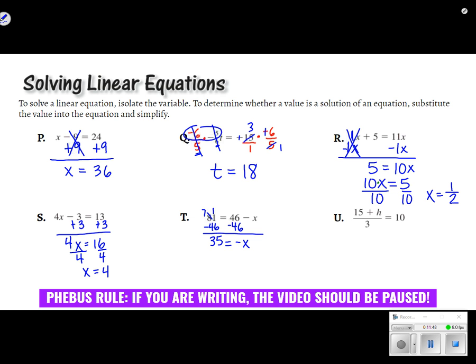All right, so I subtracted and I got negative x equals 35. This is a negative 1x, so I'm going to divide by negative 1. You could also just say, well, I'm going to change the sign. That also works. But there should be some evidence of what is going on.